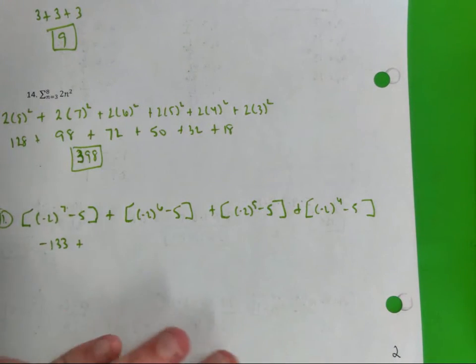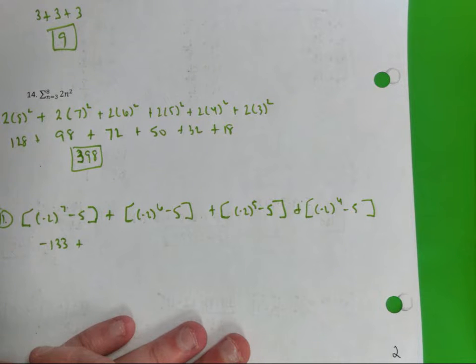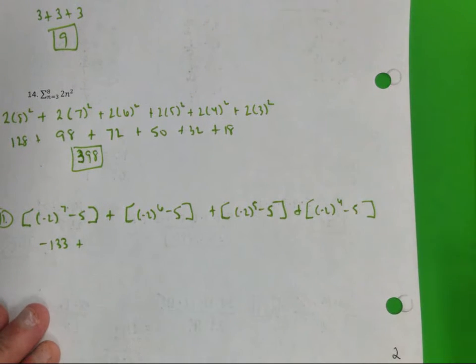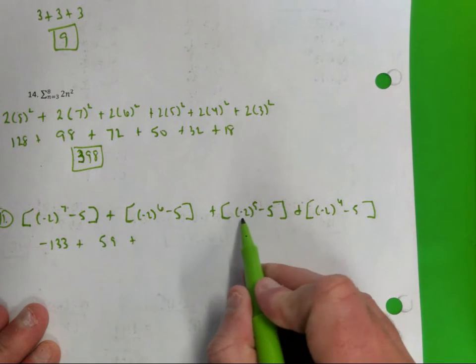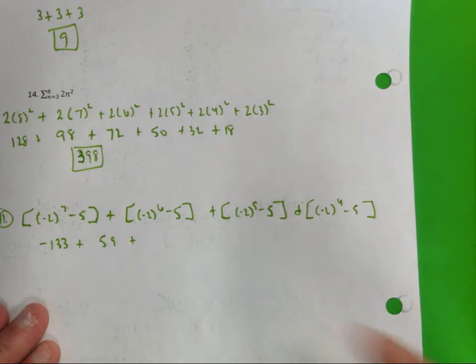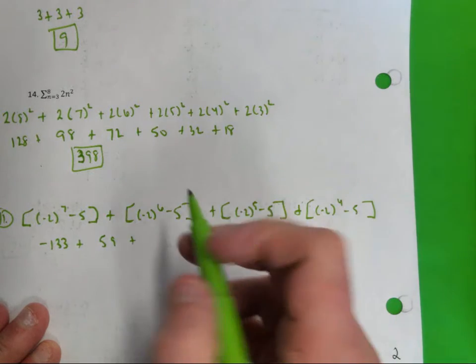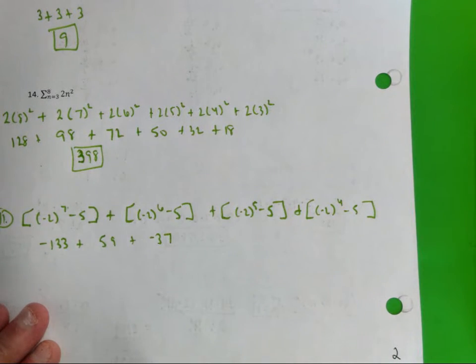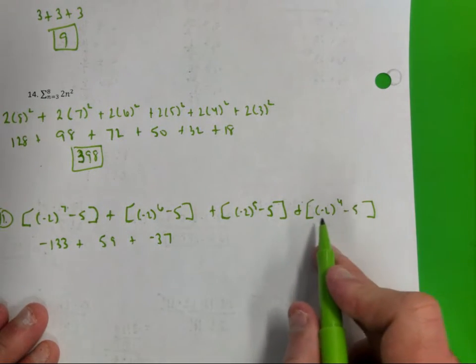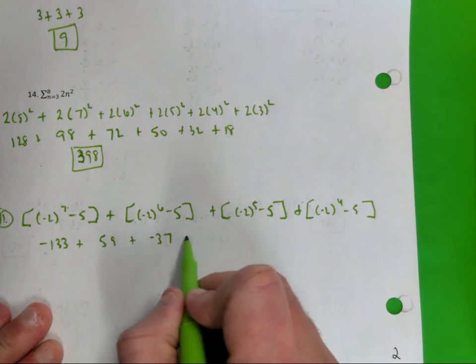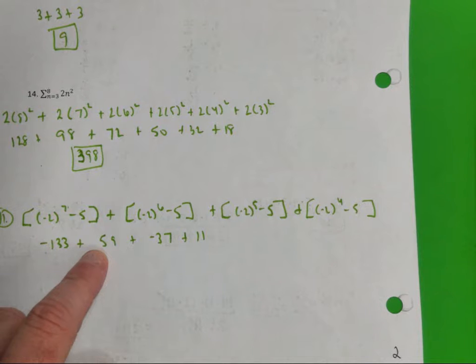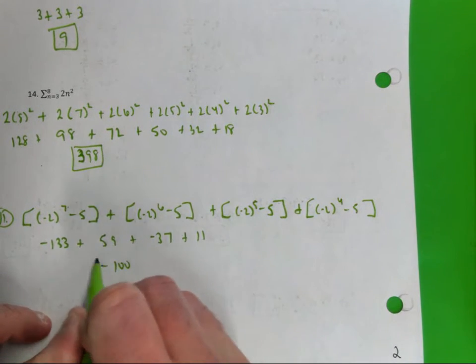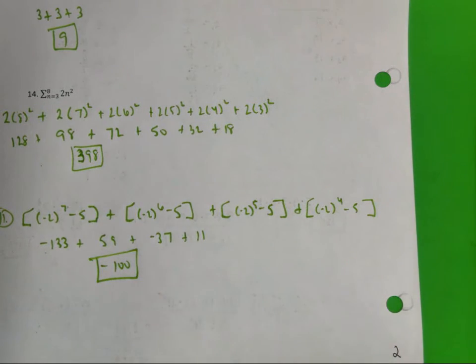Negative 2 to the 6th. Will that be a positive value or negative value? Positive. That's 64 minus 5, which is 59. Negative 2 to the 5th will be a negative 32. Minus 5 is a negative 37. Negative 2 to the 4th is 16. 16 minus 5 is 11. Then I would add those, and I get negative 100 as my value of that summation.